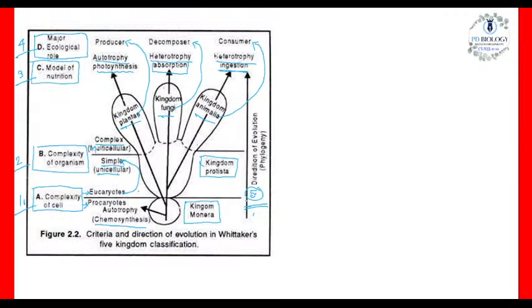Now, so complexity of the cell, they are prokaryotes and eukaryotes. Complexity of the organism, they are simple or complex. Mode of nutrition, autotrophic, heterotrophic, and major ecological role, producer, decomposer, and consumers. So keep it in mind. Monera, Protista, Plantae, Fungi, Animalia.